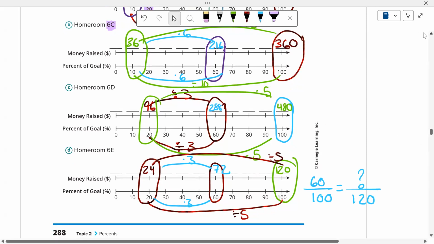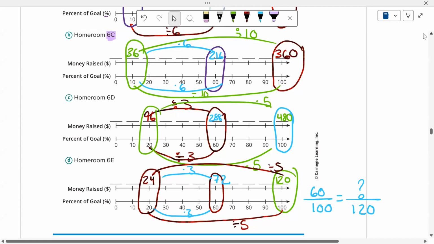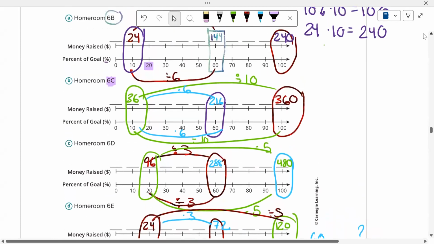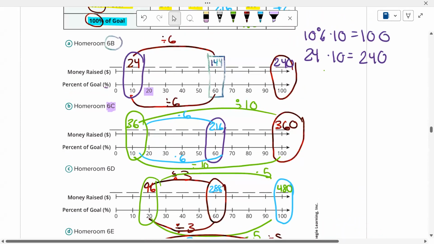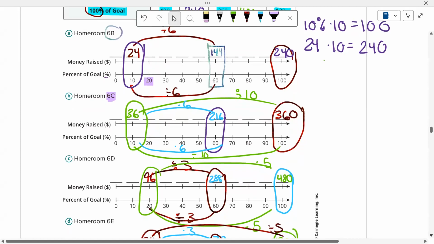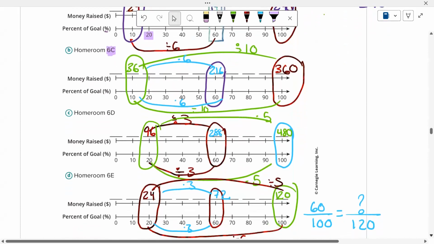Now, I will give a bonus point for my students if you're able to do C, B, and A using a proportion setup and show it to me tomorrow. C, B, and A. That is bonus if you want to try it with me.